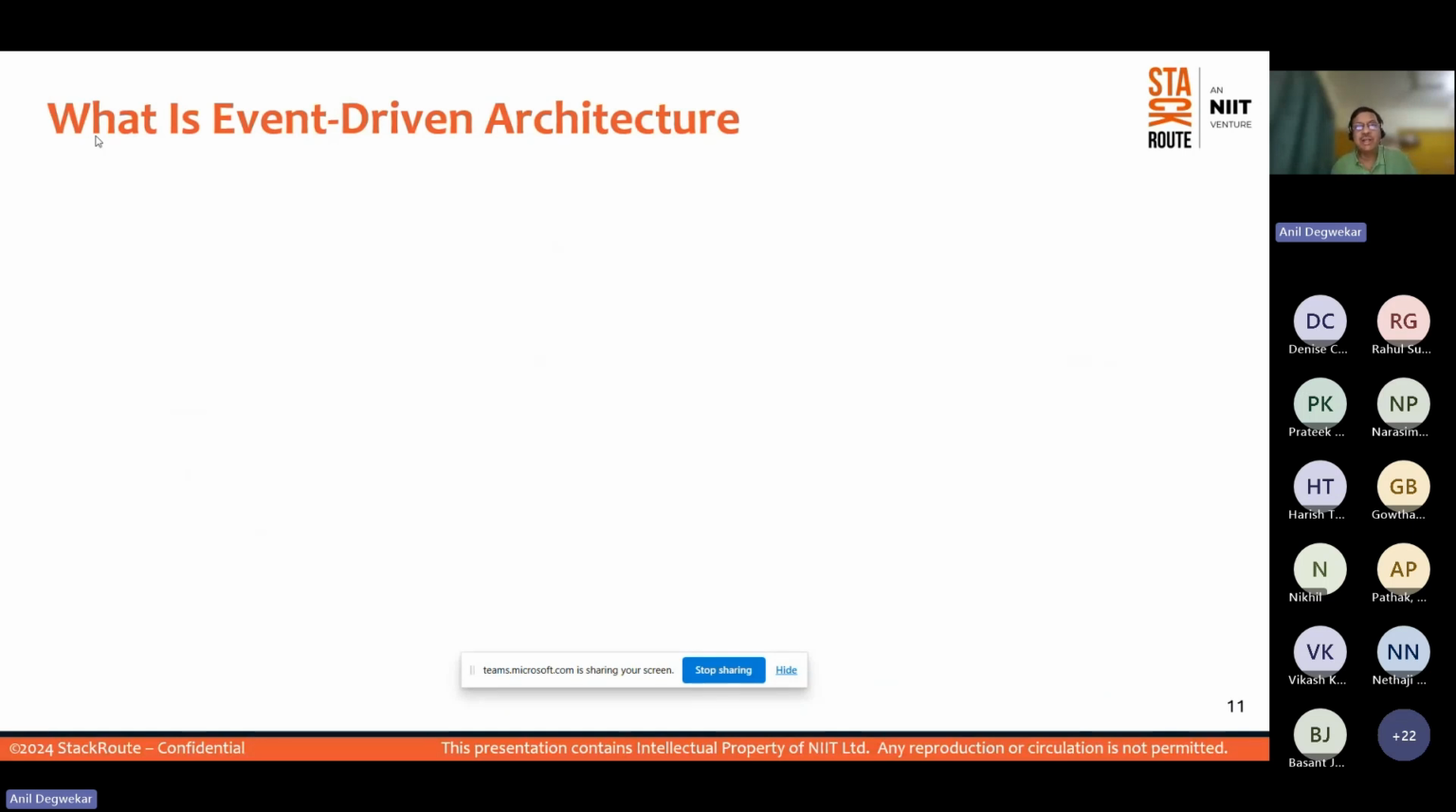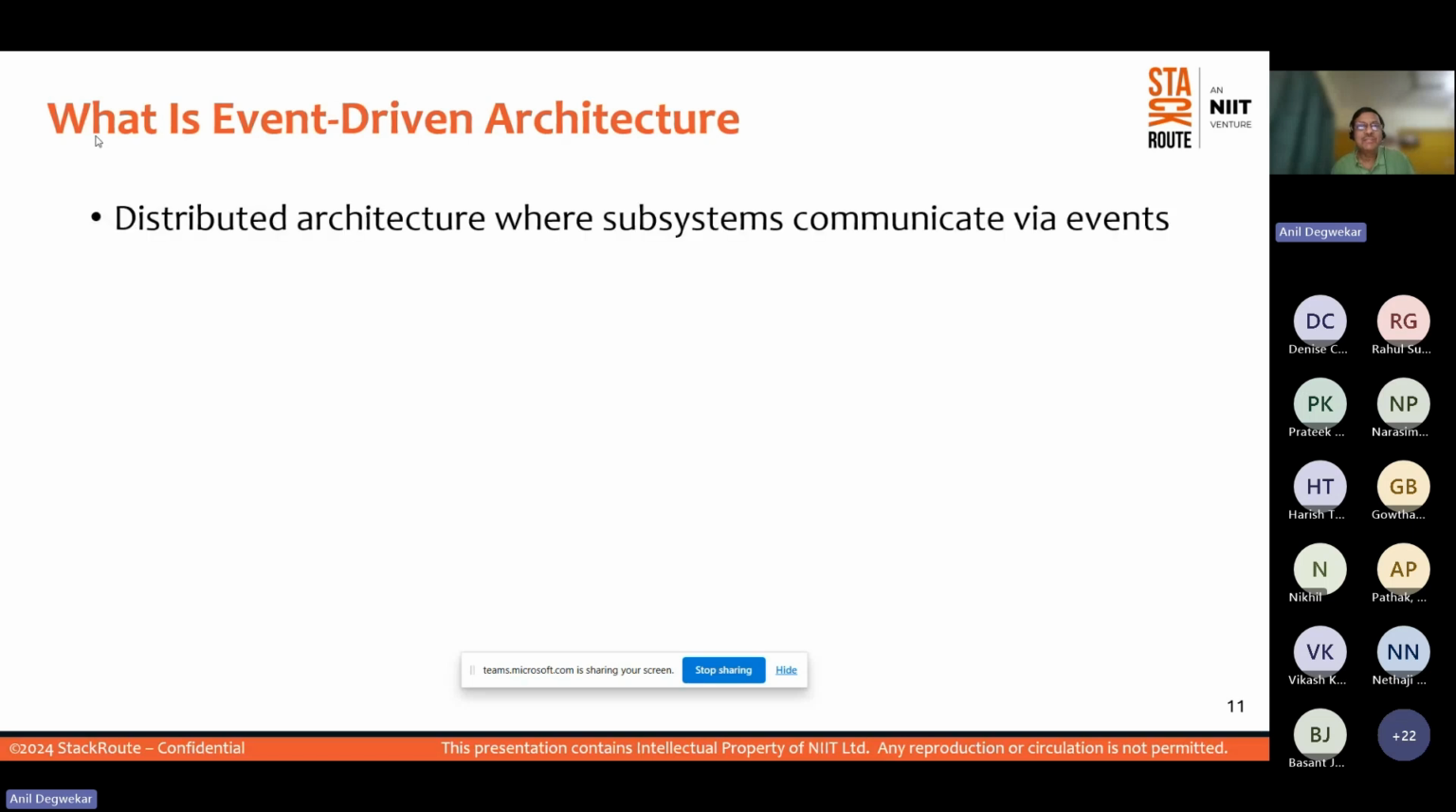So what is event-driven architecture? So as the name suggests, it is driven by events, right? So it's a distributed architecture, right? Distributed in the sense you'll have multiple servers or multiple machines or multiple components working in parallel, right? Which is good because we want your data capture, storage, and analysis in parallel. So we already know that some amount of parallelism was required, and this architecture is already distributed where subsystems communicate via events, right?